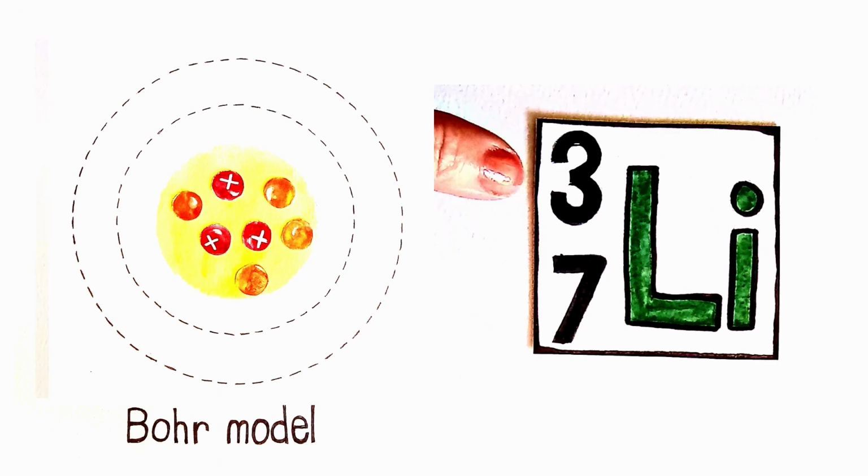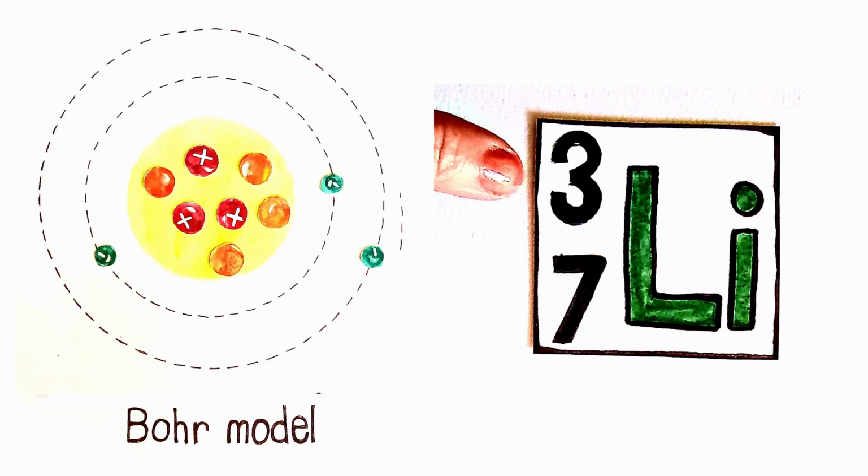Now, when we look at the atomic number again, we can deduce that there are also 3 electrons in a neutral lithium atom. Since the first energy level can only accept 2 electrons, we will have to add the third electron to the second energy level. The second energy level can take up to 8 electrons before it is full. There you go, and that is lithium done.